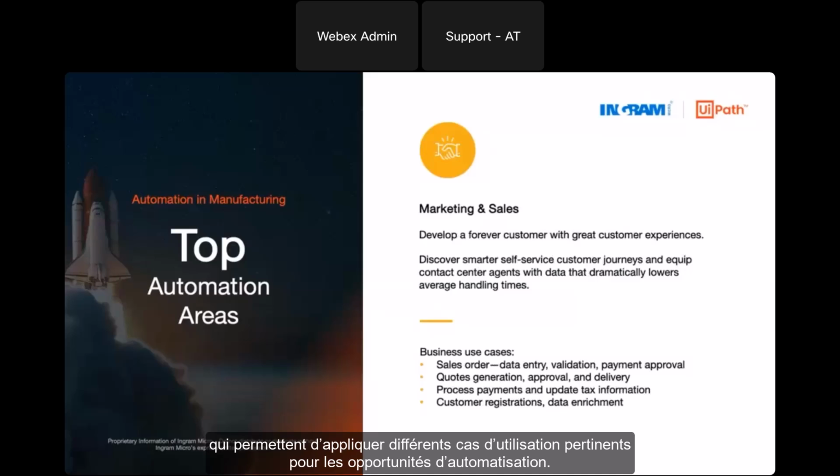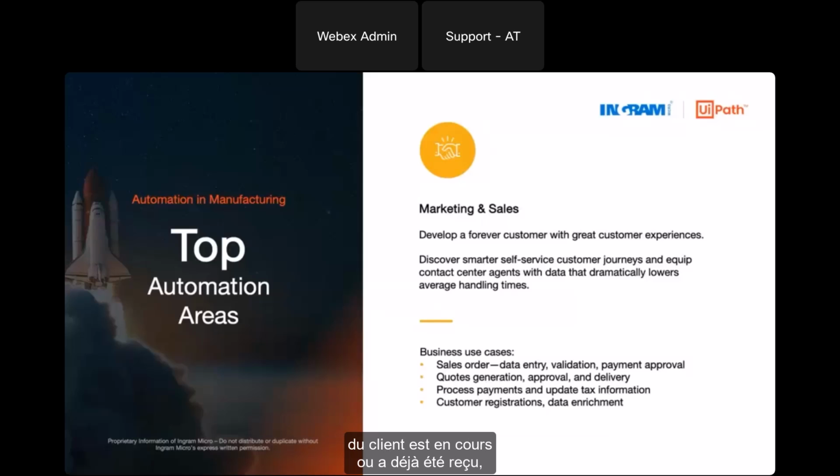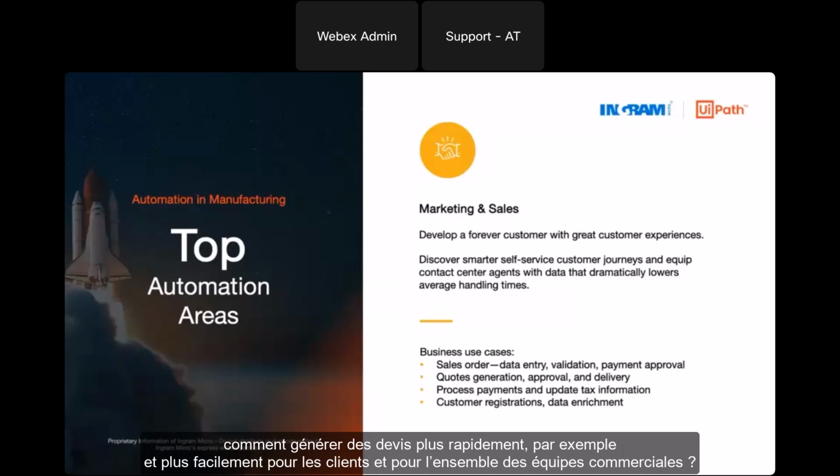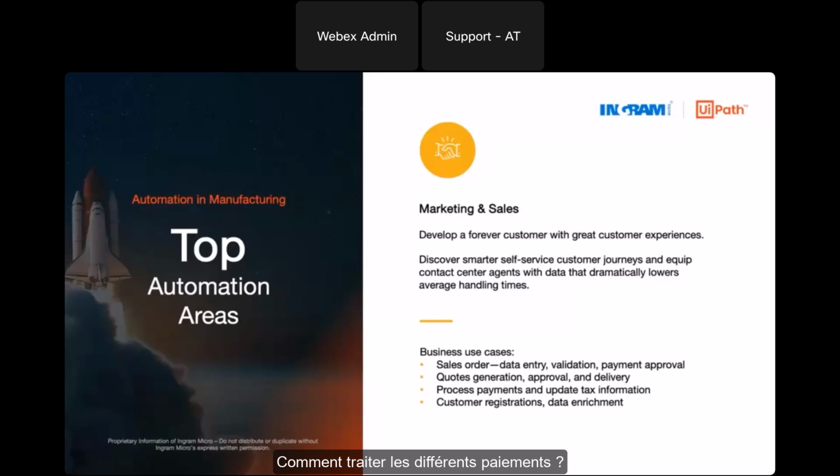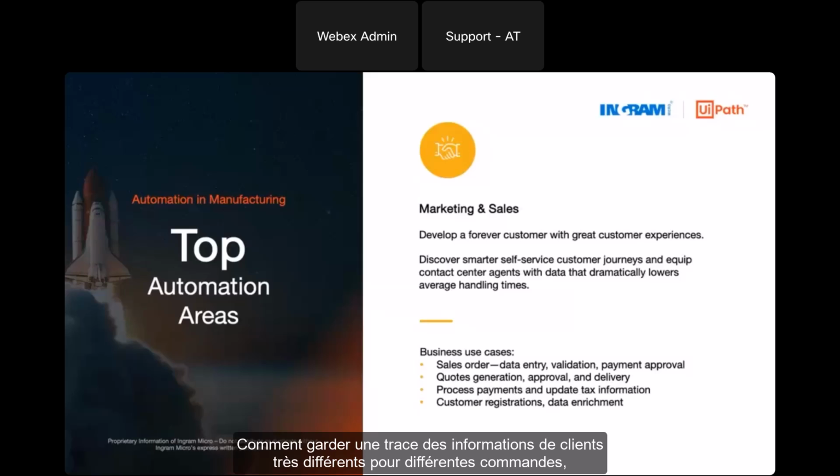enable different use cases that are relevant for the automation opportunities, right? For example, here in marketing and sales, from the data entry of a purchase order, the validation of that order, making sure that we have the payment in process, or we already received the payment from the customer, how we can generate quotes, for example, faster and easier for the customers and for our sales teams. How can we process the different payments? How we can keep all the tax information updated? How can we keep also the customer information updated? How can we keep track of the information of our different customers and their different orders, for example, or maybe services, follow-up services, or post-sale services?